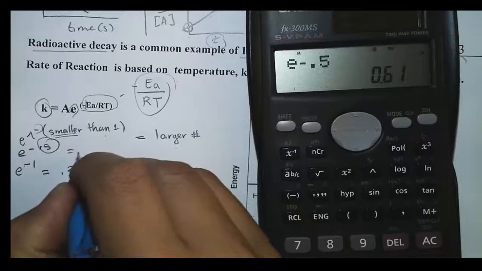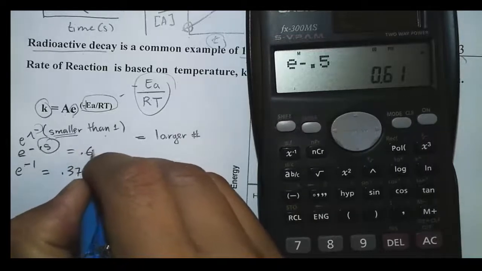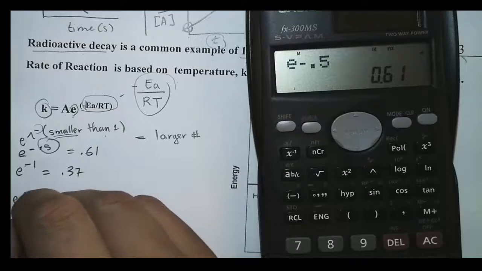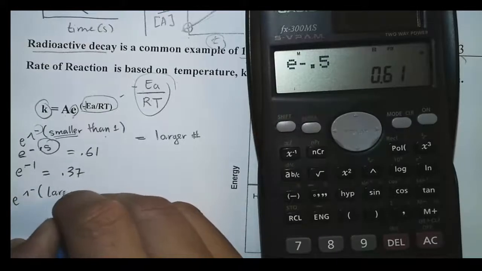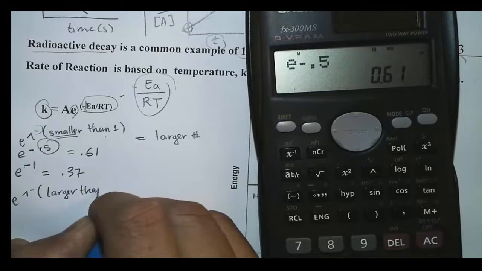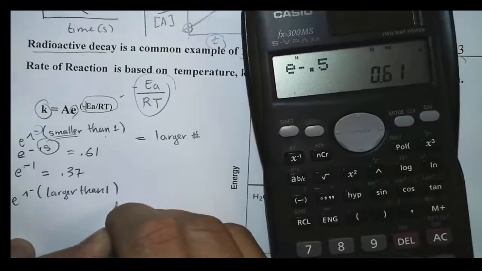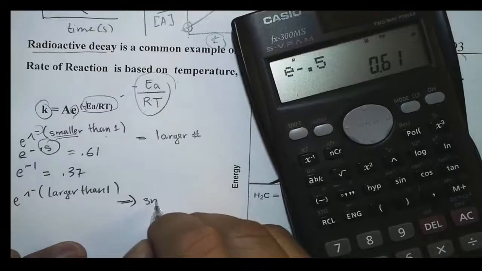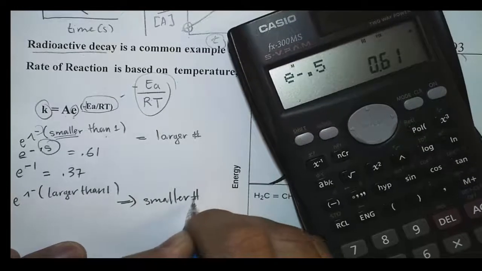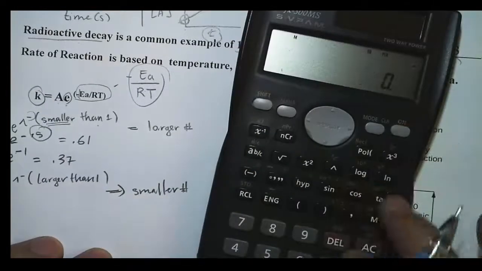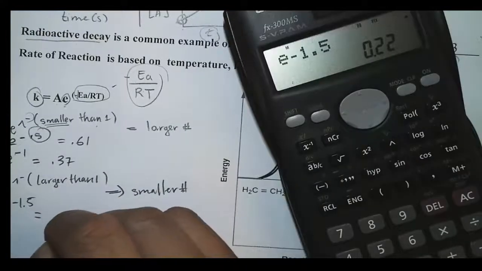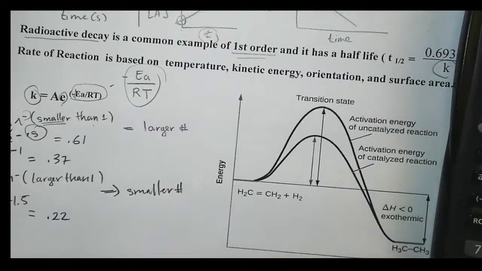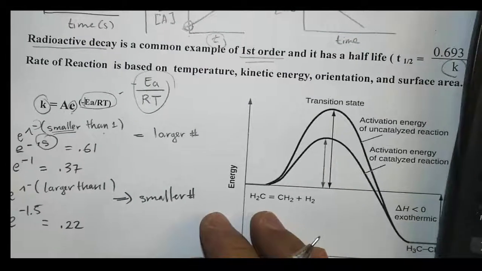Look what happened to the values. It's actually equal to 0.61. If I do the opposite, if I take e to the negative of a larger number than 1, it would do the opposite effect, which will give you a smaller number. In this case, it's equal to 0.22. So keep that in mind, and that's extremely important in mathematical terms.